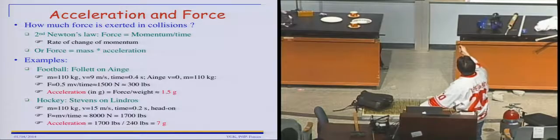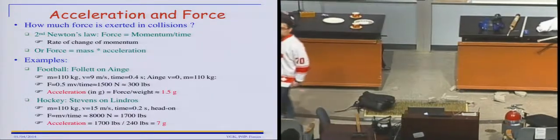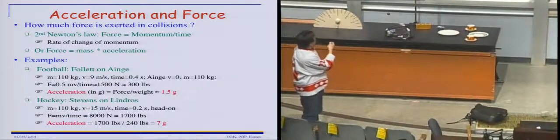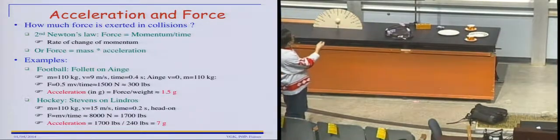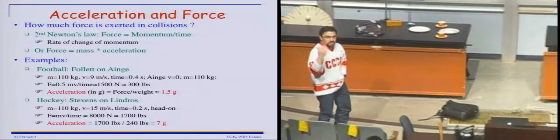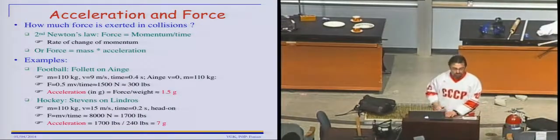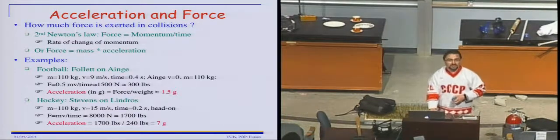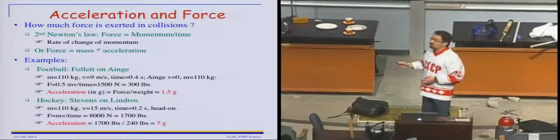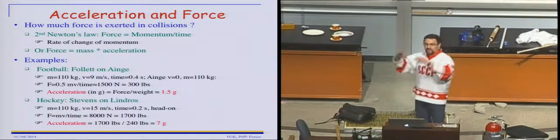In that video of a hockey collision, you can compute the acceleration produced was similar to about 7 Gs. That's what makes regular humans pass out, and fighter pilots train for these types of acceleration. Of course, that's acceleration applied to the entire body.